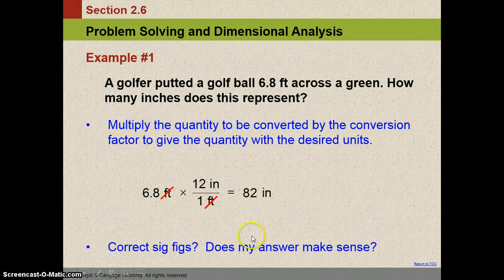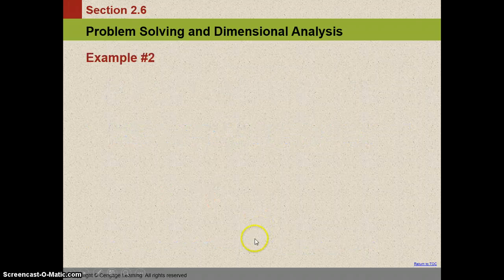Does that make sense? I know that there's 12 inches in a foot. I have over 6 feet, so I know I should have over 80 inches or so. So I look at this and go, yeah, that sounds like a reasonable answer.